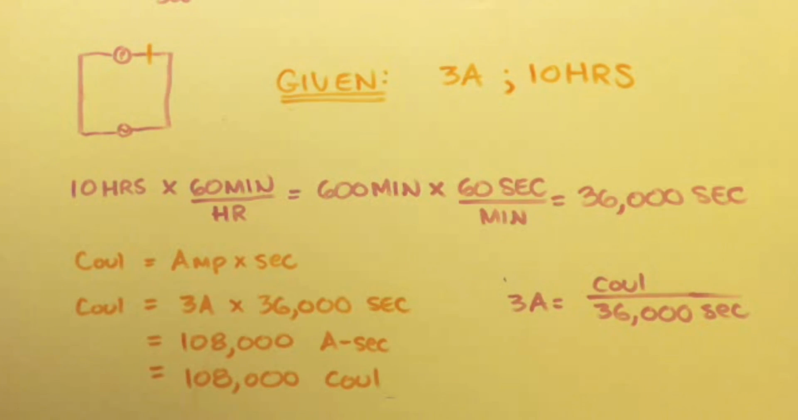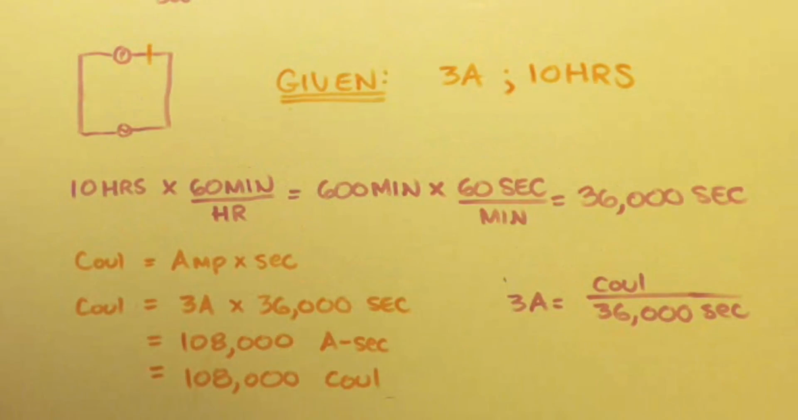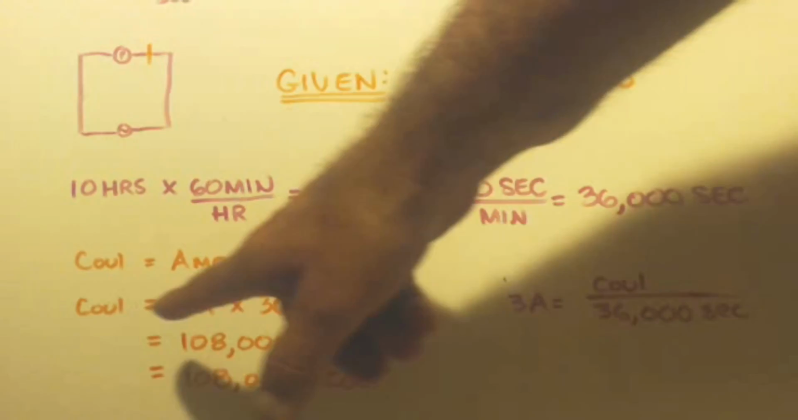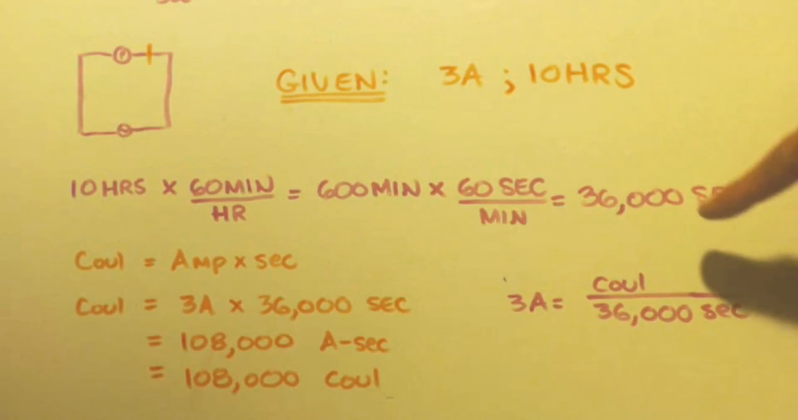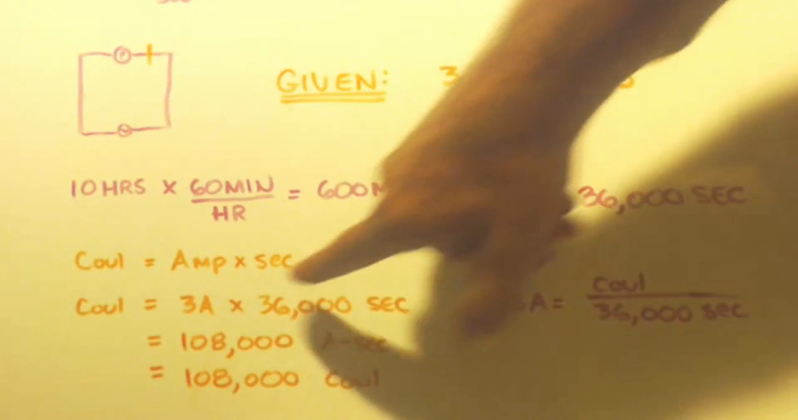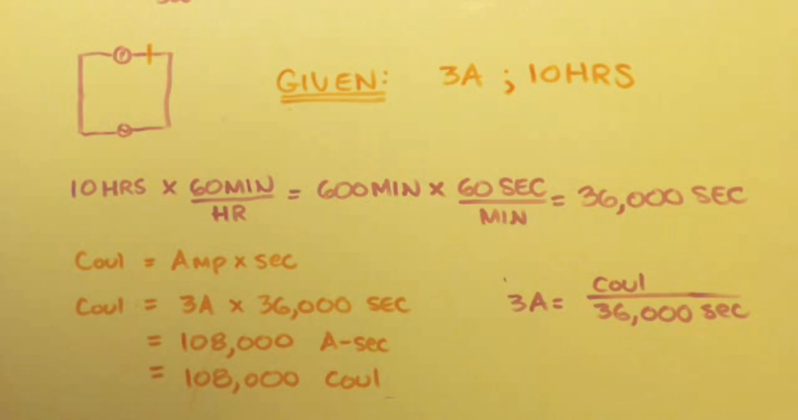Now, we need to know how many coulombs. We have the time, 36,000 seconds. Now we need to know the energy, or the charge, that we're going to be sending. A coulomb is an amp second, remember? So a coulomb equals, we are given 3 amps, and we're given our seconds, 36,000 seconds. We just multiply those two things, and we get 108,000 amp seconds.